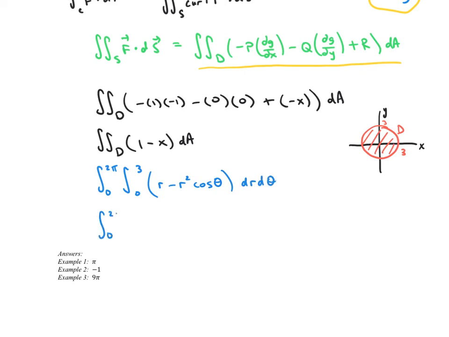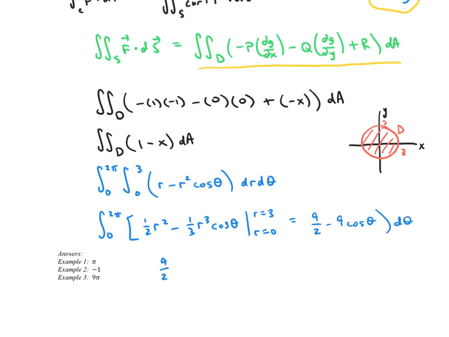And then we can just work through our antiderivatives. So we have 1/2 r squared minus 1/3 r cubed cosine theta, and we're evaluating from r is 0 to r is 3, which equals 9/2 minus 9 cosine theta d theta. So our antiderivative in terms of theta is 9/2 theta minus 9 sine theta, and we're evaluating from 0 to 2 pi. And sine of 2 pi and sine of 0 are 0. So what we get here is just 9 pi.